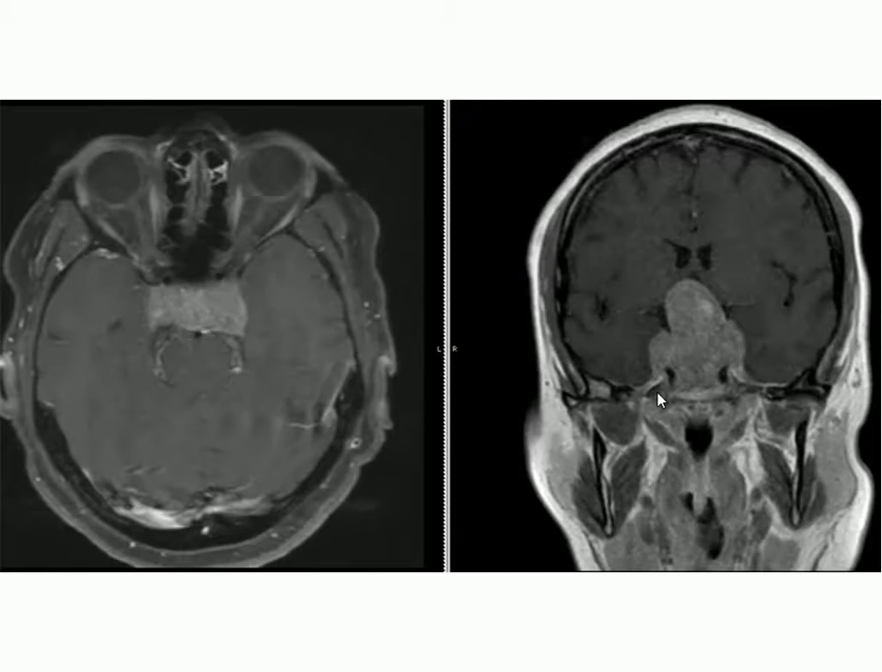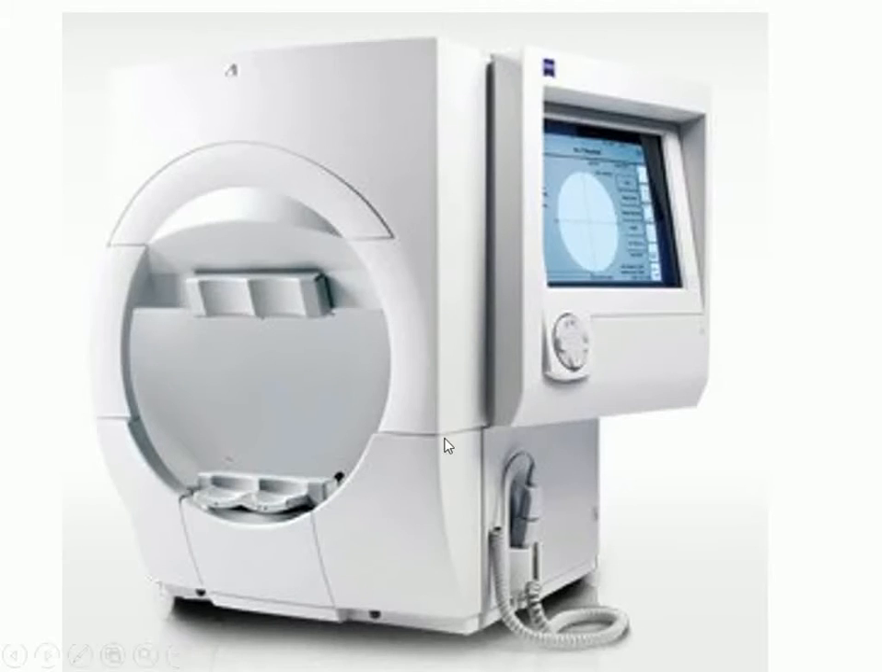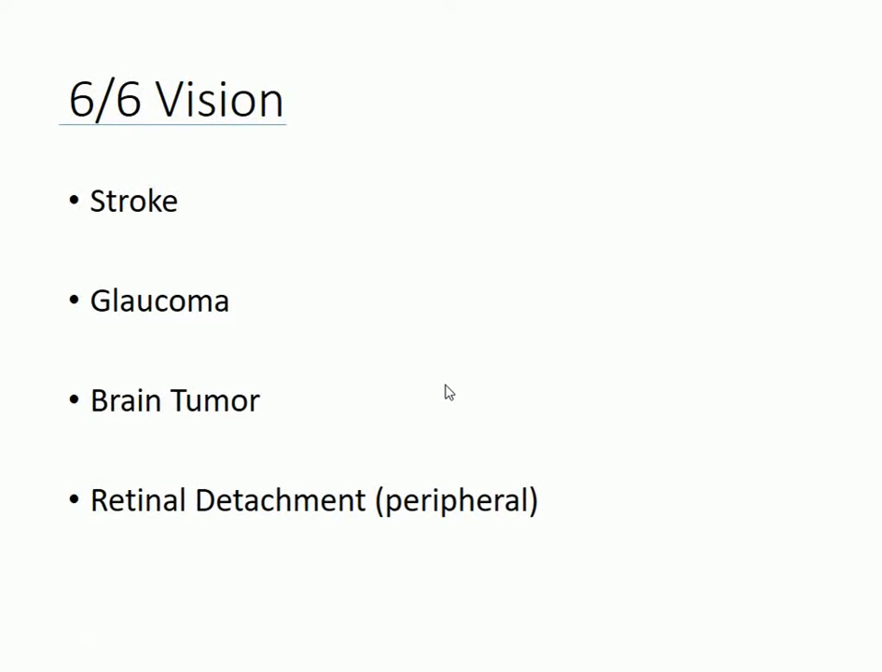The way that we discovered it was by checking her peripheral vision carefully with this automated test that we'll discuss more. The first point that I want to emphasize is that a patient can have issues such as stroke, glaucoma, brain tumor, or retinal detachments, if it's in the periphery, and still have 6/6 vision. These patients are easy to miss unless the examiner is careful to consider peripheral vision as well.